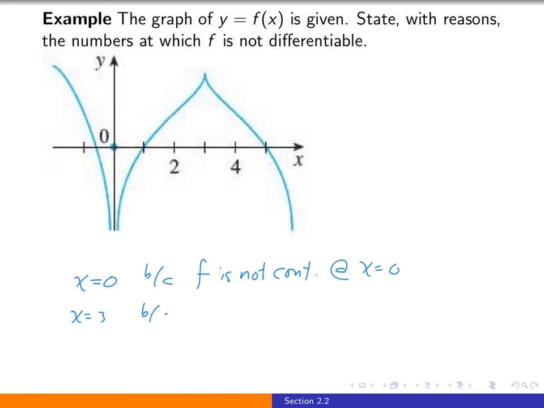The second would be x equals 3. And the reason it would not be differentiable at x equals 3 is because the graph at 3 is a cusp. Because the graph has a cusp, or we might call it a corner, at x equals 3.